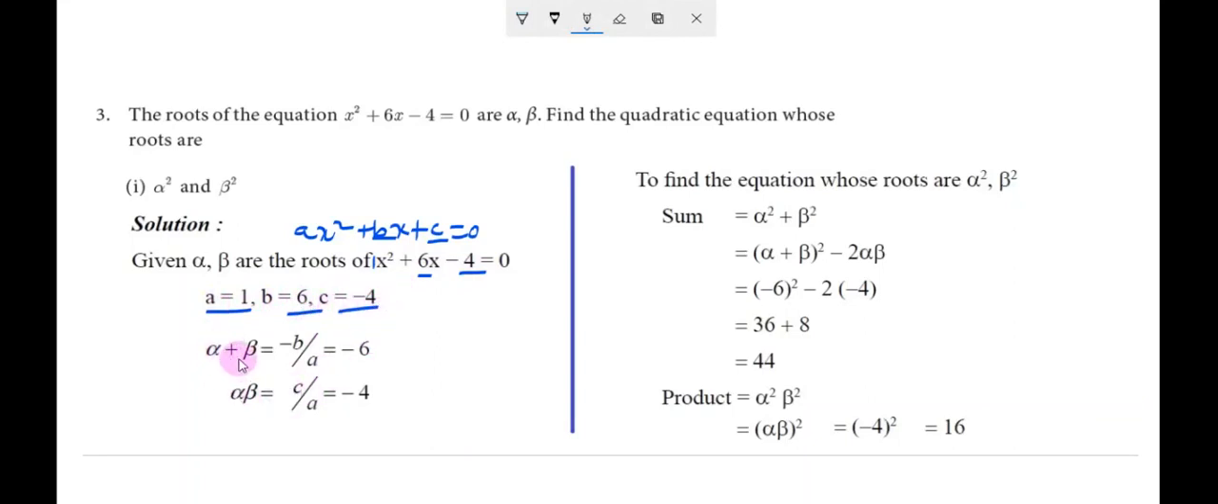Okay, now let us apply sum of roots and product of roots. Alpha plus beta equal to minus b by a, it is a formula I told you already. So alpha plus beta equal to minus b by a equal to minus 6 by 1, so minus 6. Alpha beta equal to c by a, it is minus 4 by 1, it is minus 4. Okay, look, to find the equation whose roots are alpha square and beta square.